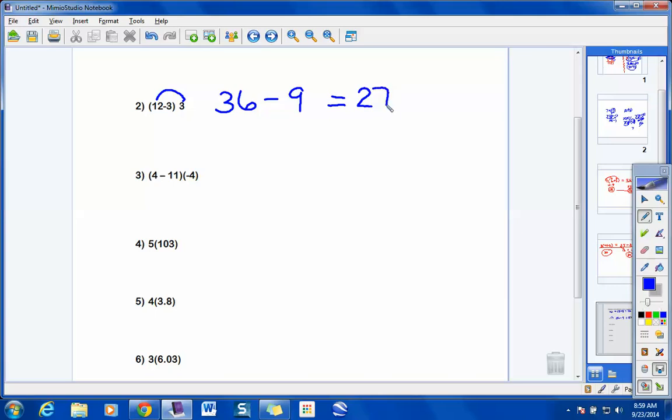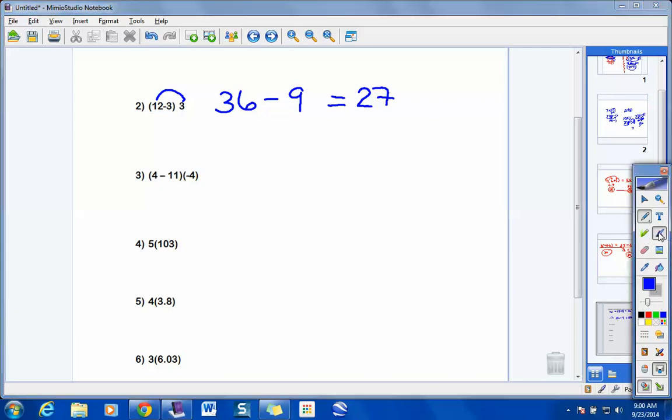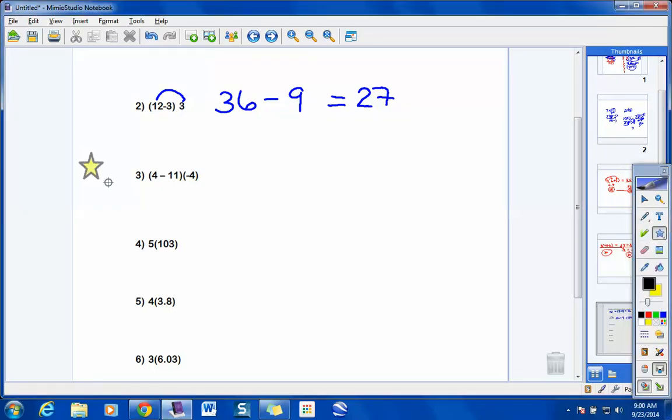27, good. All right. Number 3 is kind of tricky. You might want to go ahead and put a star by this one. This one's kind of tricky. I want to make sure you understand this one, all right? Okay, so we're subtracting the 4, right?